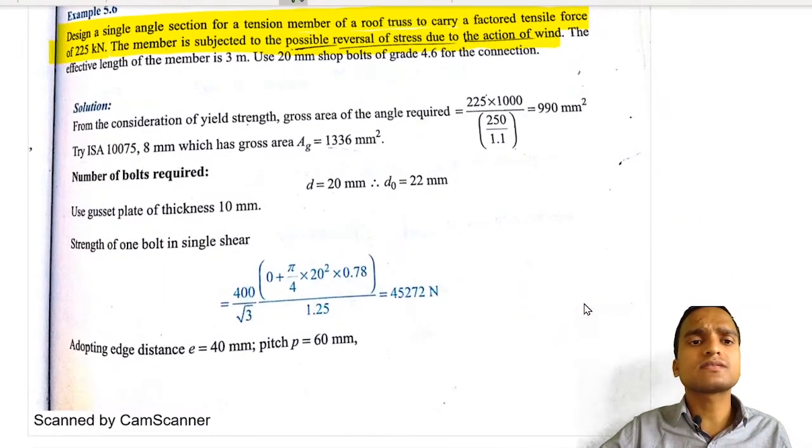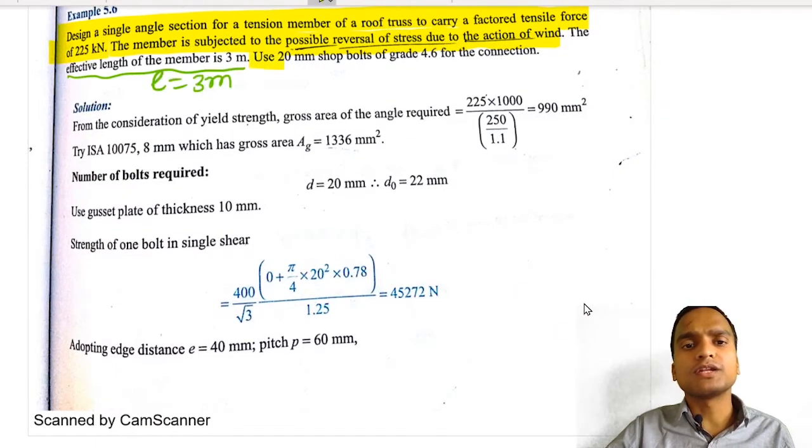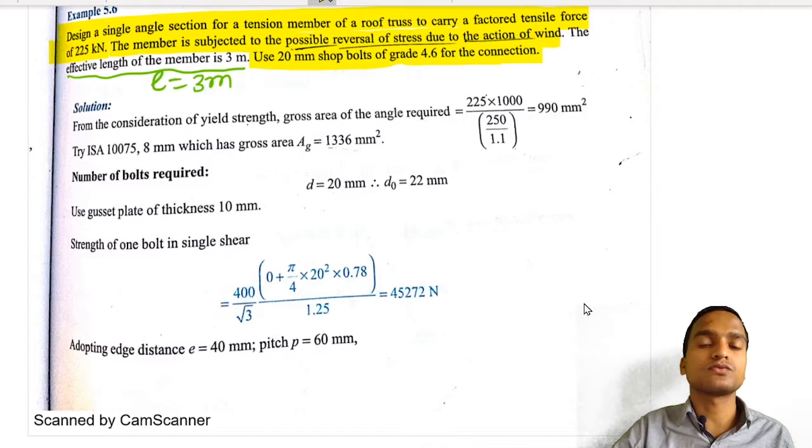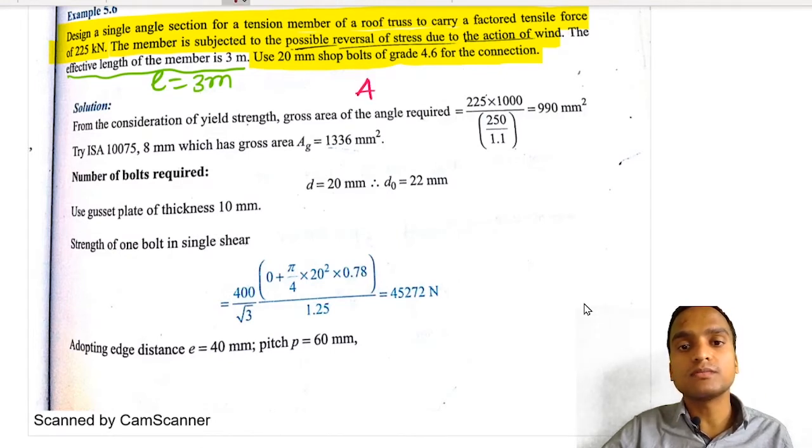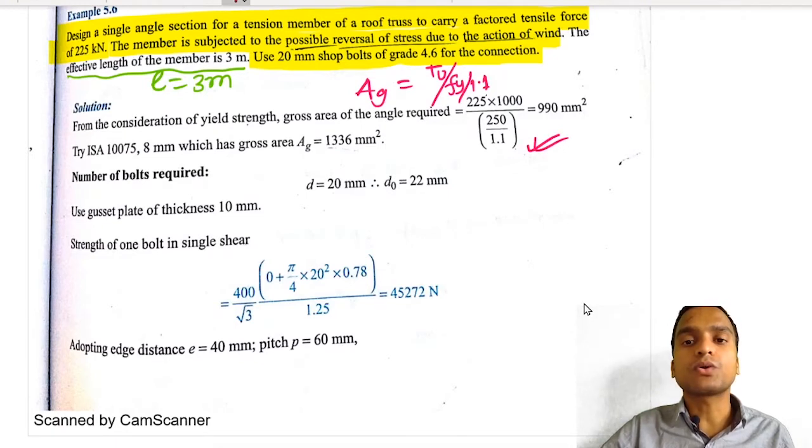Alright, it asks us to use an effective length of member equal to 3 meters and use M20 bolts of grade 4.6 for the connection. So here a bolted connection is being used. Now let us first of all calculate the gross sectional area for the section. If we consider the yielding of the gross section, then Ag will be equal to Tu divided by Fy divided by 1.1. The same thing is done here, and we have got the gross area for the section equal to 990 millimeter square.